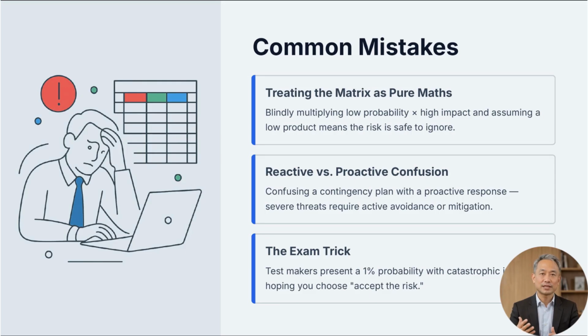Another frequent error is confusing a reactive contingency plan with a proactive risk response, forgetting that severe threats require active avoidance or mitigation regardless of how low the probability seems. On the PMP exam, test makers will constantly try to trick you by presenting a 1% probability risk with a catastrophic impact, hoping you will choose the multiple choice option to simply accept the risk.